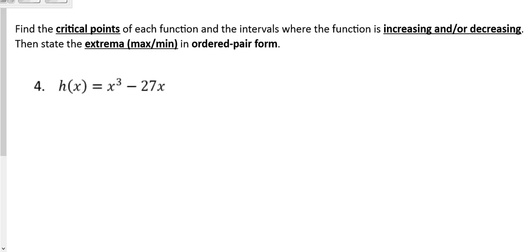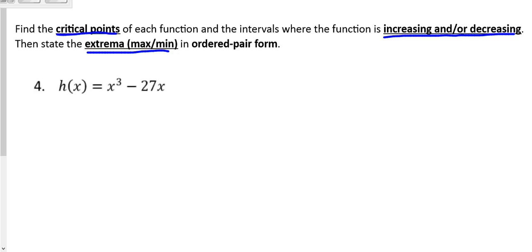Okay, so let's answer this question. We need to find the critical points. We need to find where the function is increasing or decreasing. And then we need to find the extrema, and we need to say if it's a maximum or minimum, and don't forget to write that in an ordered pair form. To do this, we're going to use the first derivative test.